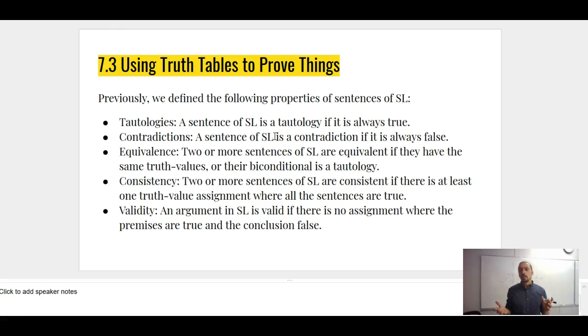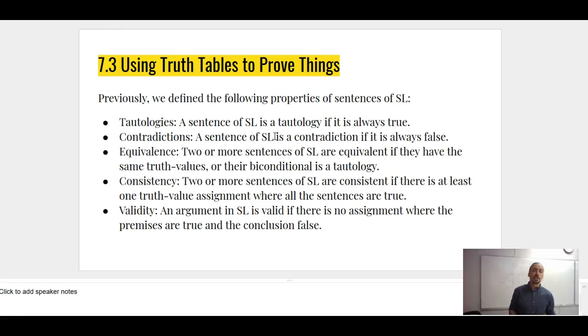Sentences are consistent if there's one truth value assignment where all sentences are true. So the way I would do that is to put the sentences next to each other and find at least one row where all the sentences in them are true. That's a bit less clear, but we'll do some examples.